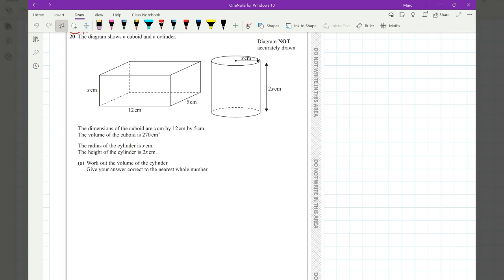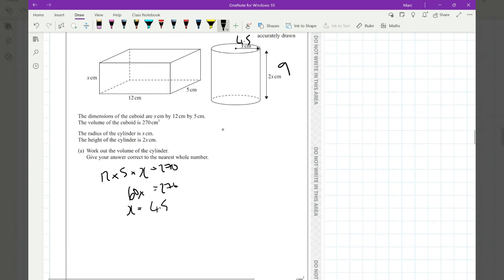So first thing we need to do is work out x. So 12 times 5 times x is equal to 270. 60x is equal to 270. So our value for x, 270 divided by 60, is 4.5. Okay, that means we've got a radius of 4.5 and a height of 9.